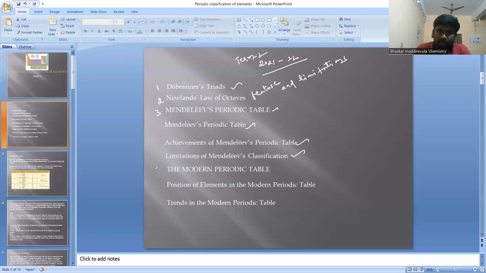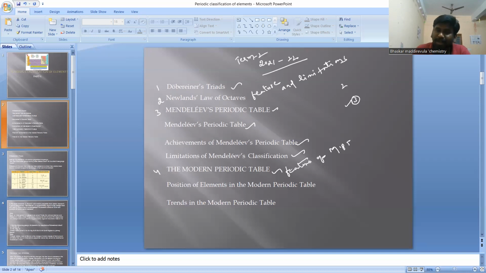Next, the fourth important topic. From here they are asking more questions. Out of the 2 and 3-mark questions, one question you will surely get from the modern periodic table. The 2-mark question may be from Mendeleev's periodic table, Dobereiner's triad or Newlands. But the 3-mark question they're asking mostly from the modern periodic table. You should be thorough with the modern periodic table. Under the modern periodic table, we need to study the features of the modern periodic table.